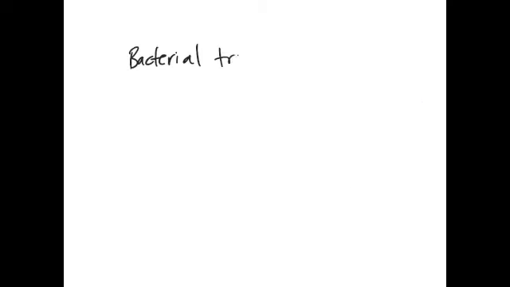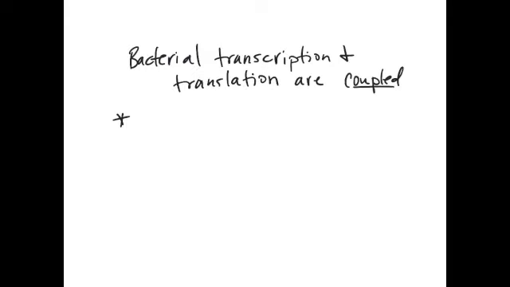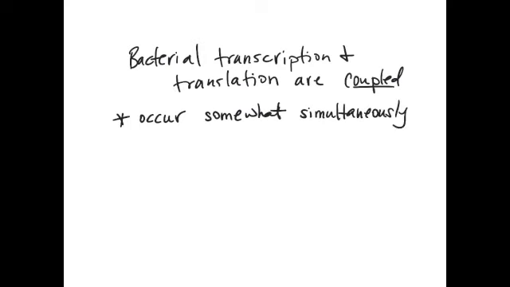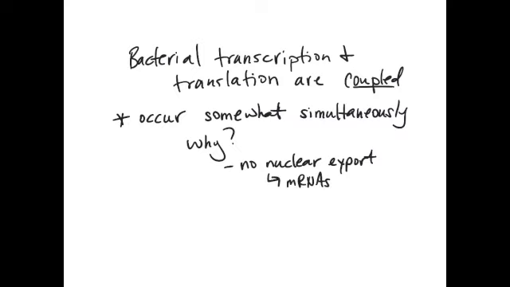Now, the last thing to cover in this video is that bacterial transcription and translation are coupled. And that means they can occur simultaneously. We don't have to wait until transcription of a messenger RNA is complete to begin translating that messenger RNA into a protein. Why can this happen? Well, remember, bacteria don't have a nucleus, so we don't need to export our messenger RNAs from the nucleus to the cytoplasm. Because transcription is occurring in the cytoplasm, those messenger RNAs are accessible to ribosomes immediately after transcription begins.